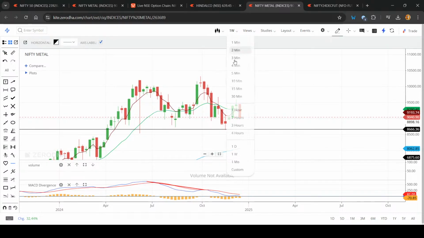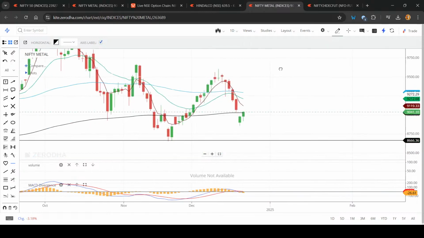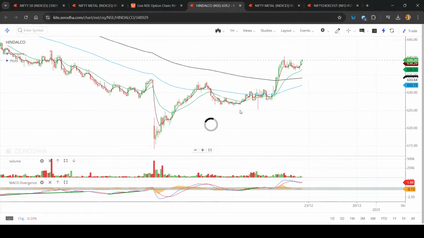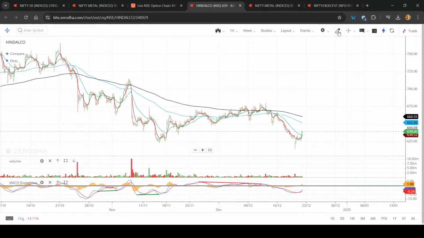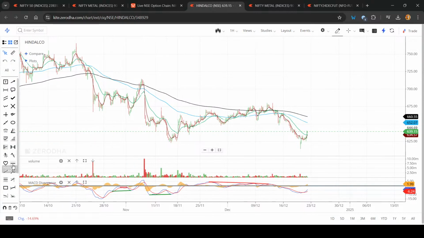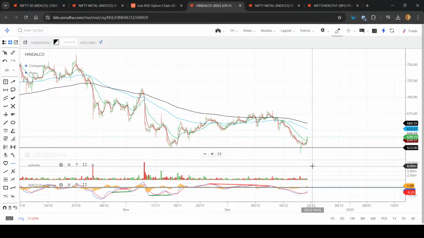So from a weekly perspective we are too negative in metals, but on the daily it's looking like it's reversing. And if at all from the metals you see the stock Hindalco, we are targeting Hindalco. We are trying to form a trade in Hindalco. It's trying to beautifully reverse from the bottom if you see the hourly time frame. And we'll mark the crucial levels.